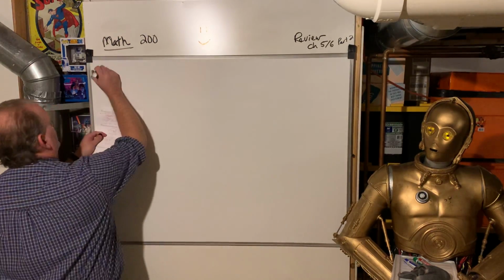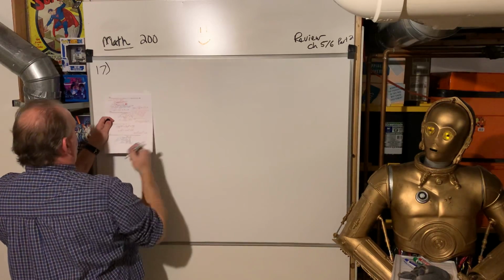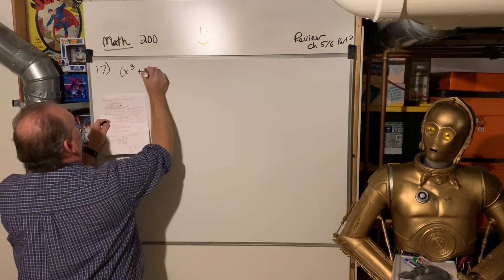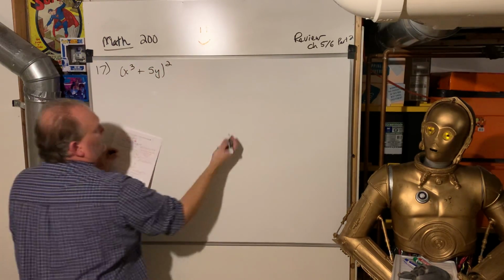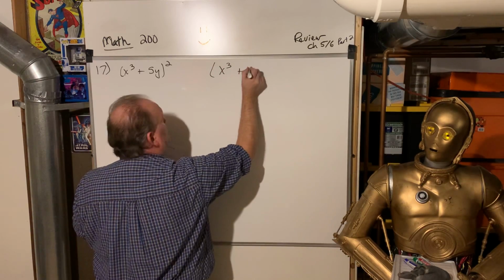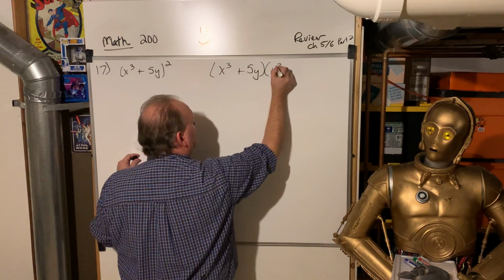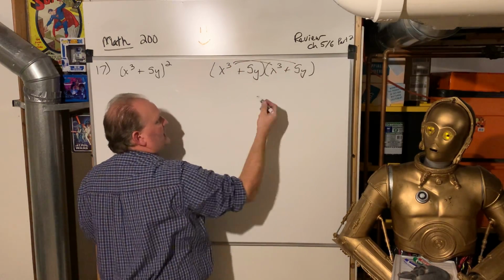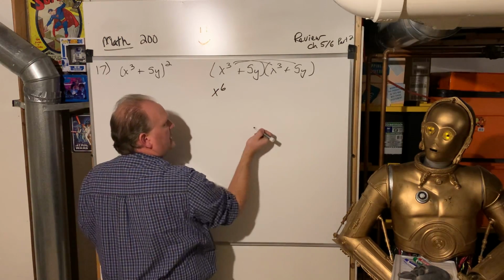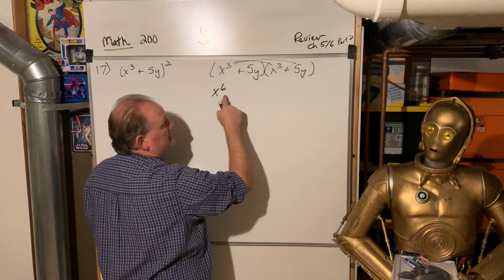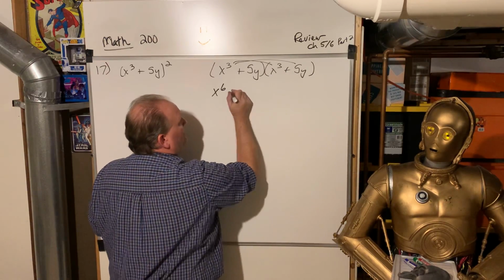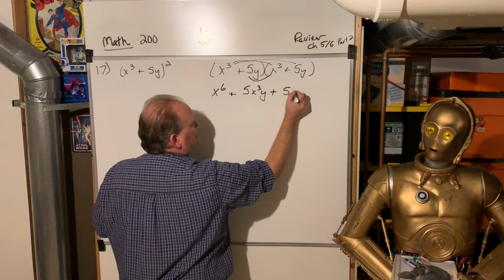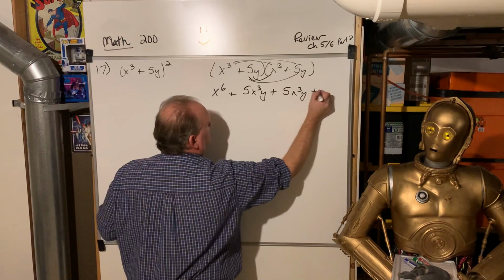So we're on number 17 of the review. That's page 4 in the review packet. And you've got (x^3 + 5y) quantity squared. What I suggest you do with this, it's a binomial. Write it out twice, and then just do it like you always do binomials. Do the distributive property twice, or FOIL, if you like to call it that: first, outer, inner, last. So x to the third times x to the third is x to the sixth. Then x to the third times 5y is 5x cubed y, plus 5x cubed y, plus 25y squared.